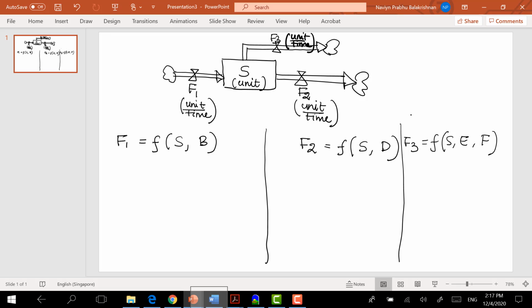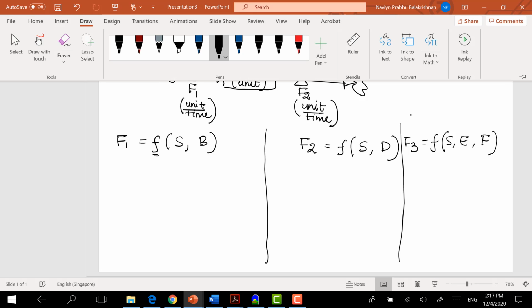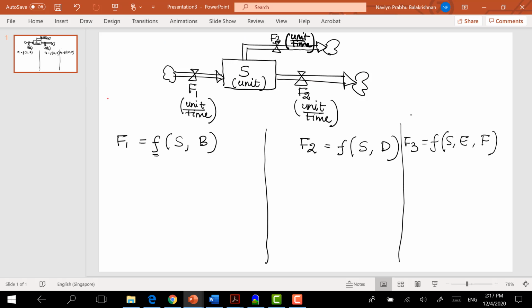F1 is dependent on, or F1 is a function of. Whenever it is dependent on or a function of, I'll just use F open bracket, and then it is dependent on S and B. B is a parameter here. Whenever we have a relationship like this, it is an auxiliary variable. So in this case, what should we do? I should connect S and B to F1 because F1 is dependent on S and B.